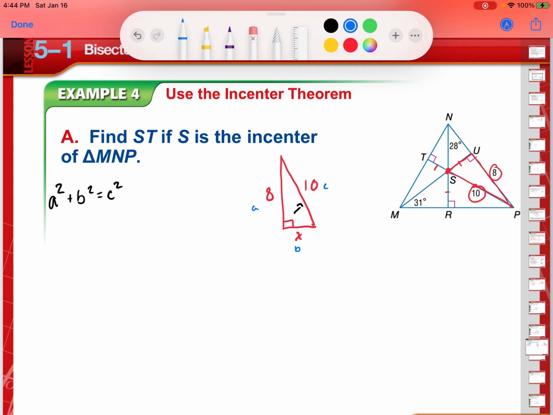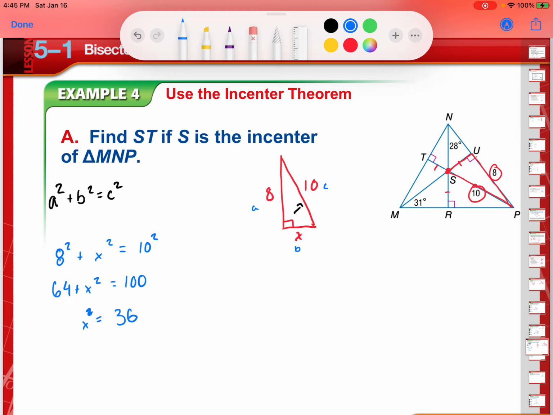So now my next step, I'm going to want to substitute these values into the Pythagorean theorem. I'm going to say A squared, or 8 squared, plus B squared, which I'm going to call X, so plus X squared, equals C squared, with C being 10, so 10 squared. Now I'm going to start simplifying, so I have 64 plus X squared equals 100. Solving this for X, we end up with X squared equals 36.